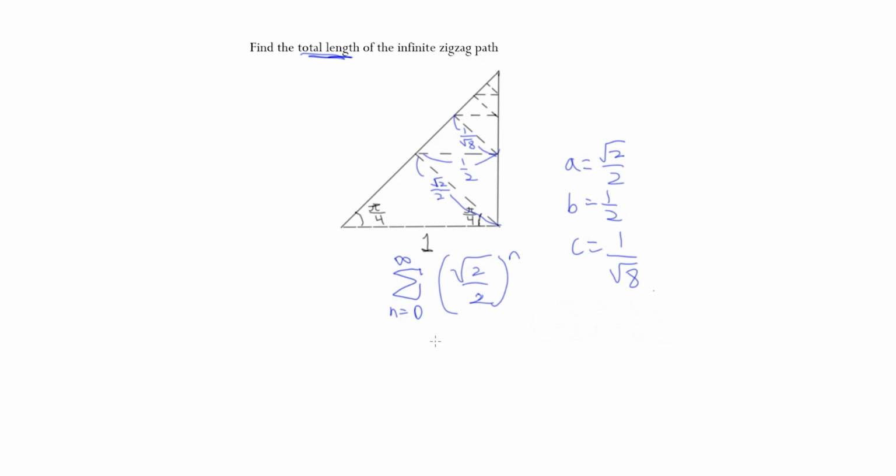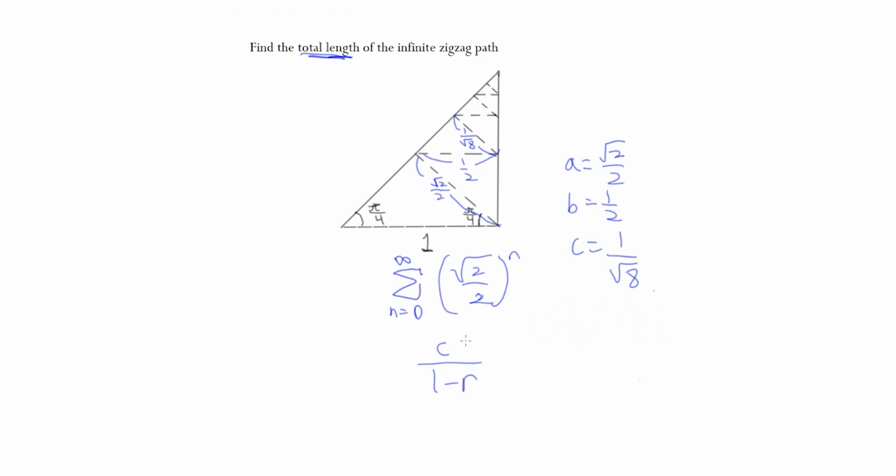Now, this is an infinite geometric series, and this will converge to some sum because root 2 over 2 is less than 1. So using the basic formula for geometric series, this is what it is when n is equal to 0, where c is some constant that is in front of our series, and r is the base of the nth exponent.